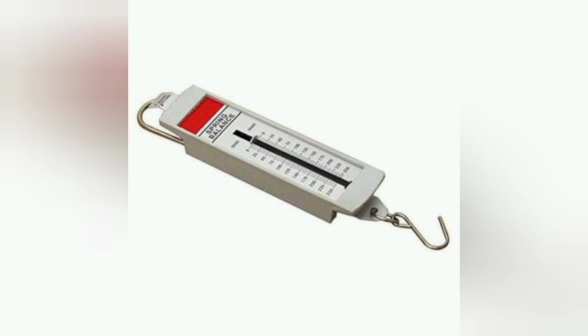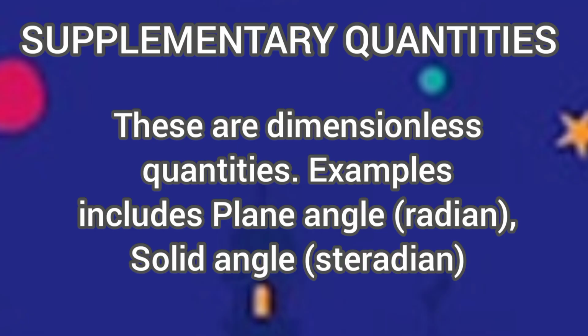So let's talk about supplementary quantities. These are dimensionless quantities. Examples include plane angle, whose unit is in radian, and also solid angle, whose unit is in steradian. Next, we are going to start solving past questions on fundamental, derived, and supplementary quantities.